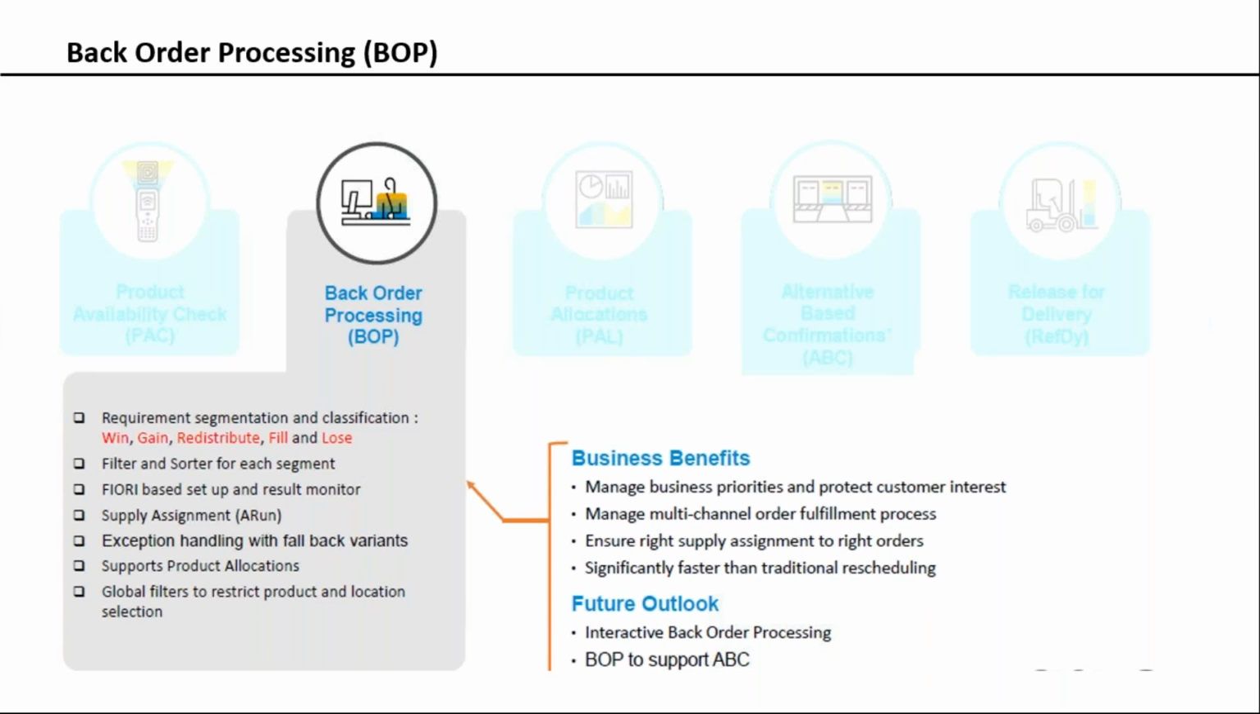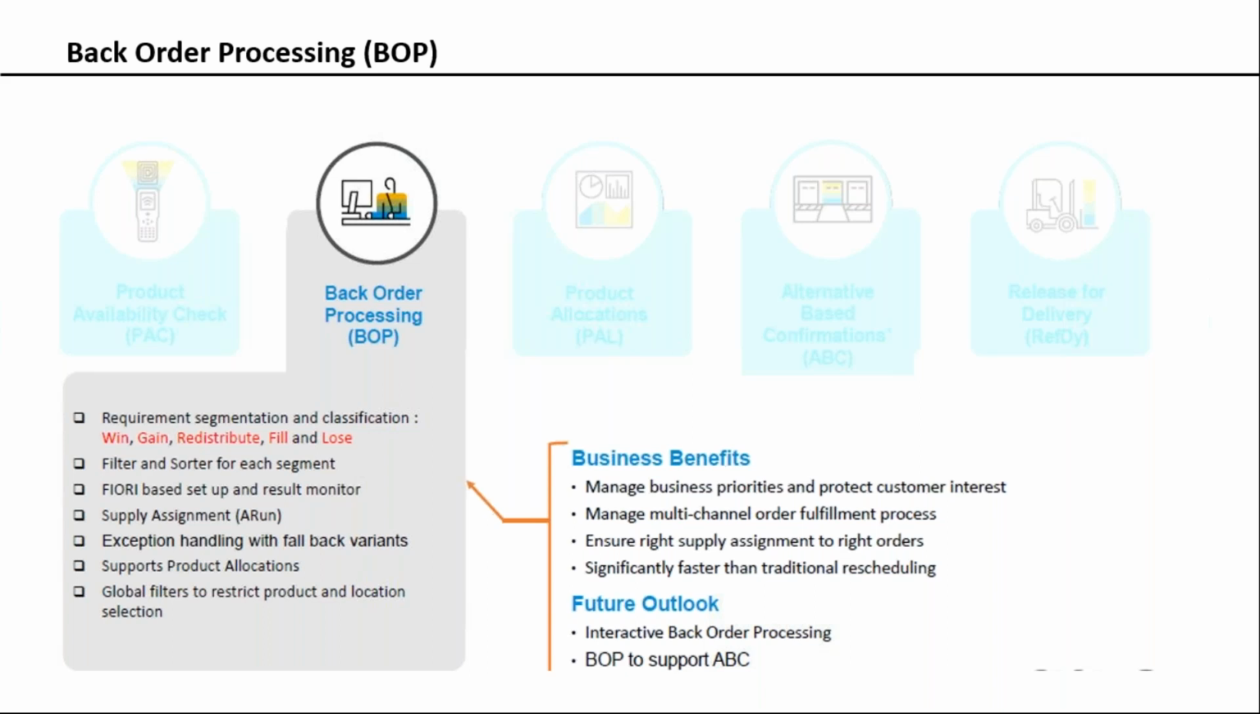But the similar functionality in APO is pegging, where the relationship can be established between supply elements and demand elements. Now SAP brought that functionality into S/4HANA to support every industry, and that can be enabled through the BOP process as well. Users can still check the BOP monitor to handle the exceptions, and it also supports both product allocation and alternative based confirmations during BOP.